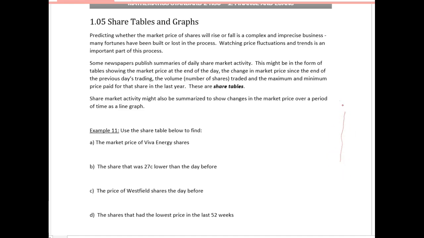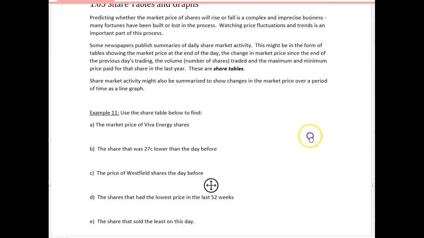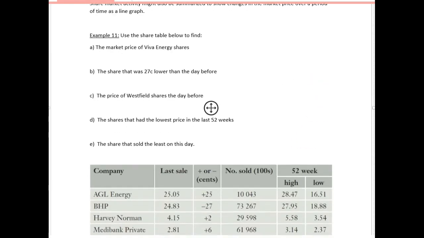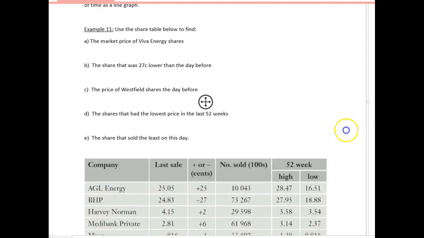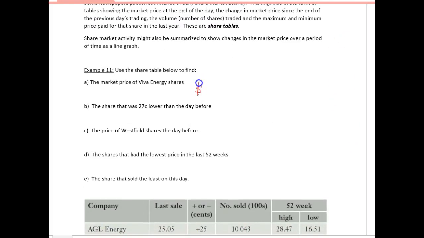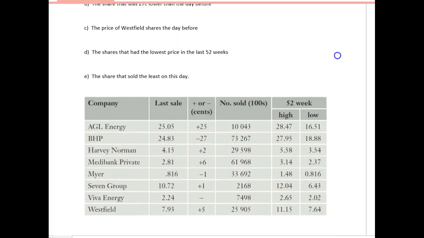So first up here, let's find the market price of Viva Energy shares. So here's my table, Viva Energy, my last sale, right? That's going to be my market price. The last time somebody bought shares in Viva Energy, they paid $2.24 per share. So that's the market price, $2.24.